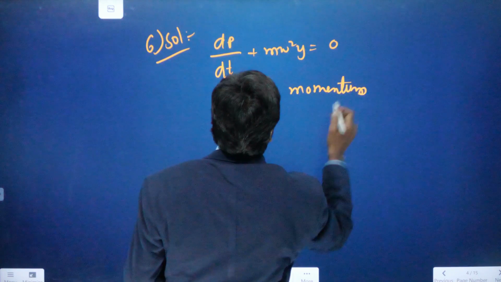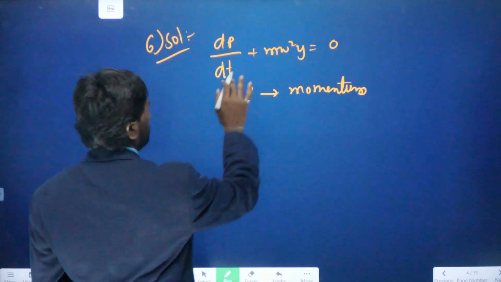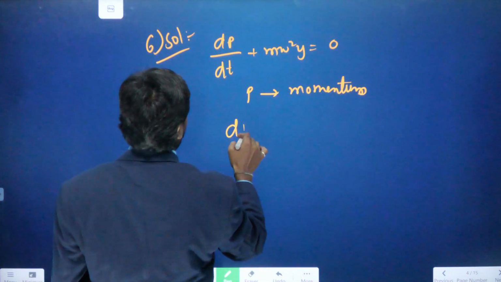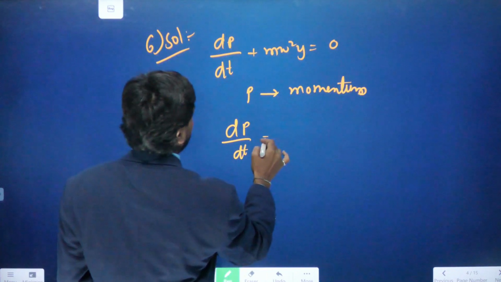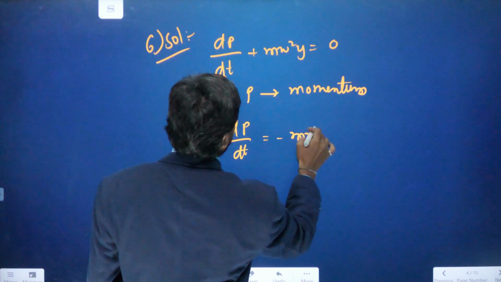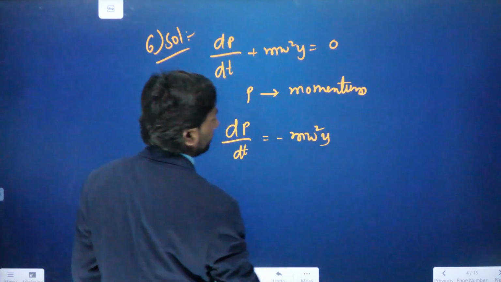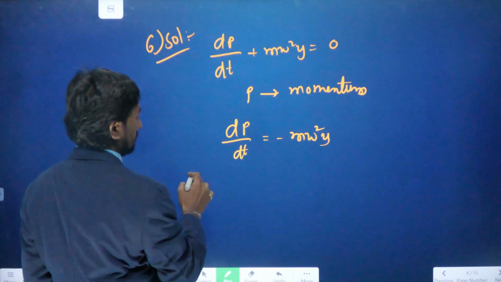So p is the momentum there. If you send this to that side, we can write dp by dt, that is the rate of change of momentum, is equal to minus omega m into omega square y. Then dp by dt is nothing but what?